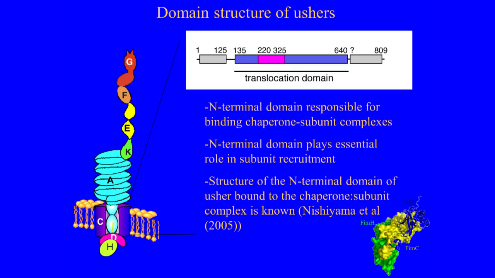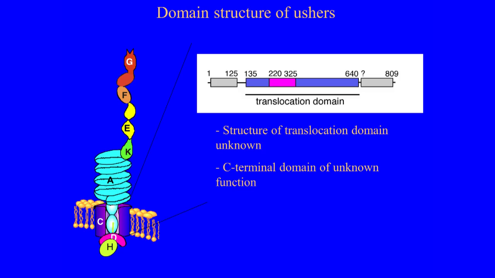The structure has been determined not by us, by a group at ETH. And here you can see this N-terminal domain in ribbon representation. You can see the chaperone in yellow, the subunit in green. That's the structure that provides the insight into how the N-terminal domain captures chaperone subunit complexes. Our own work was to look at the translocation domain, the one that is embedded in the membrane and through which the pilus is secreted.